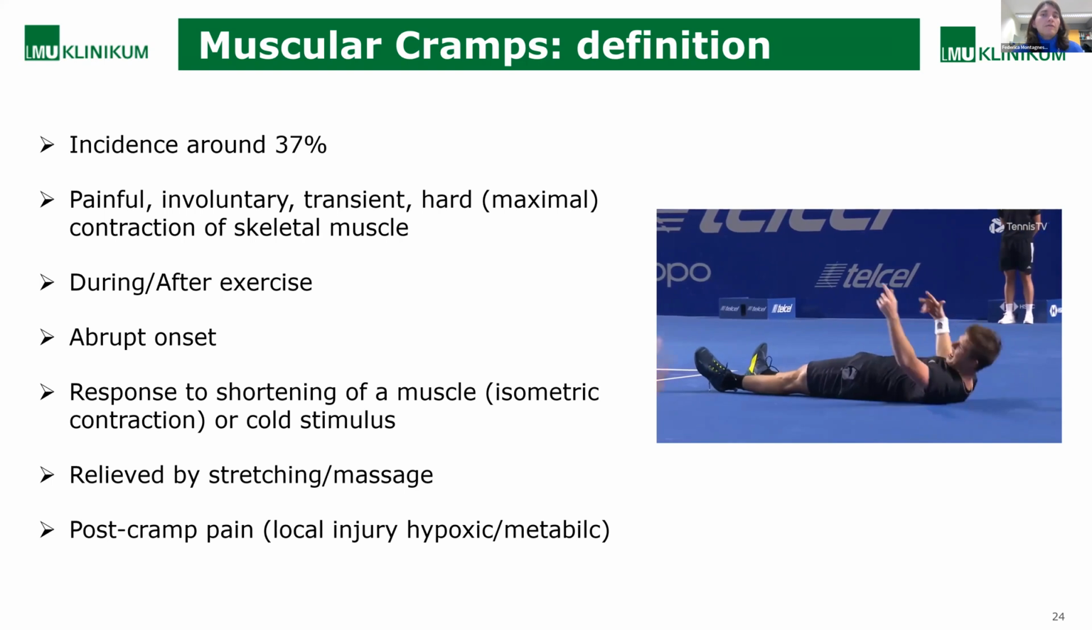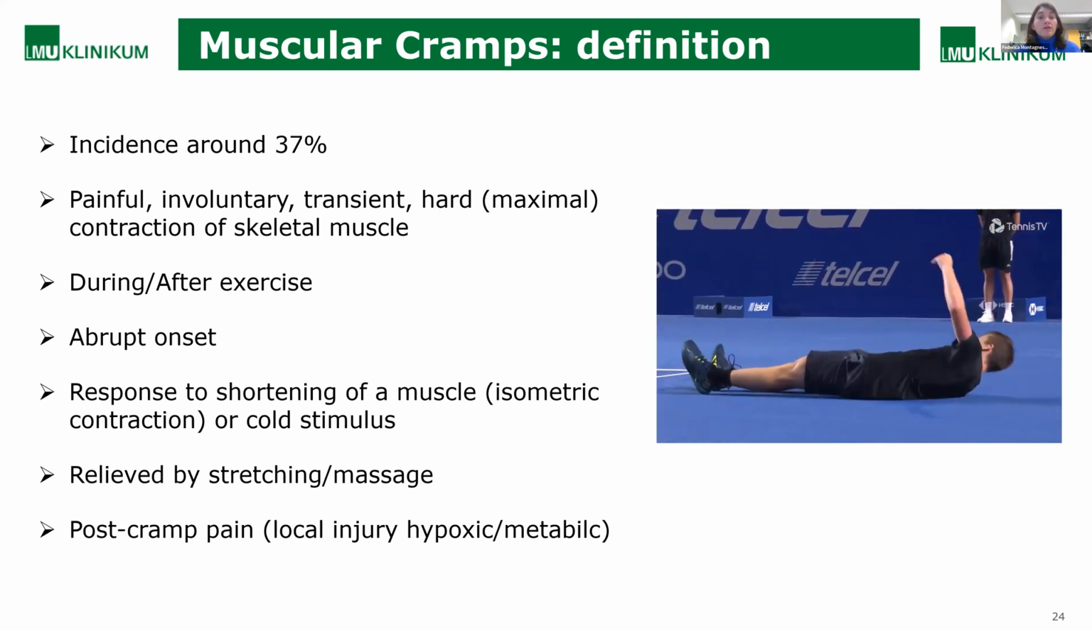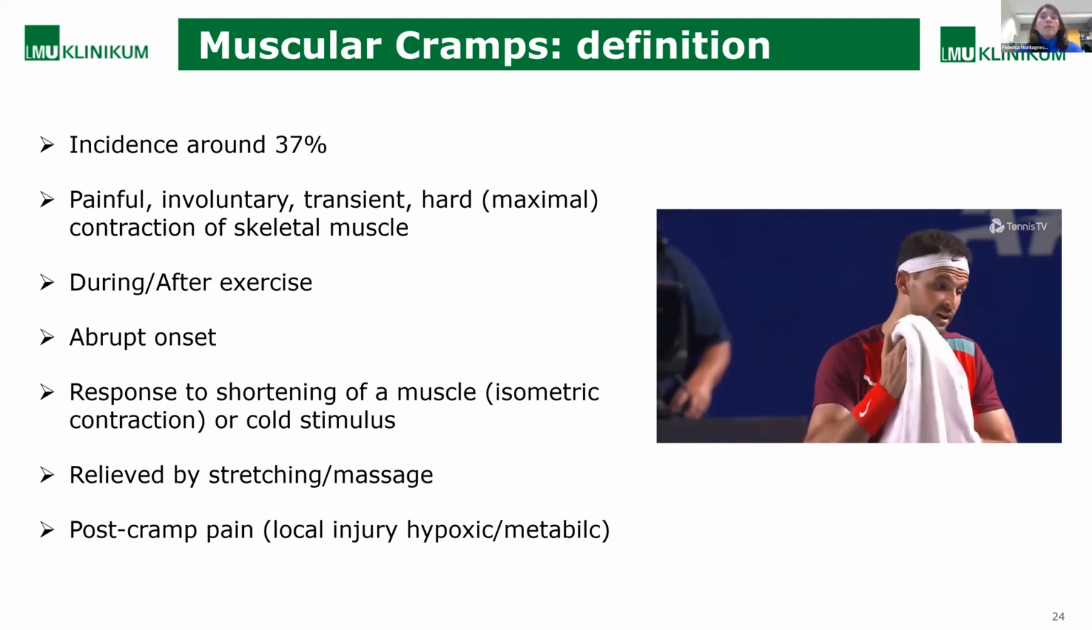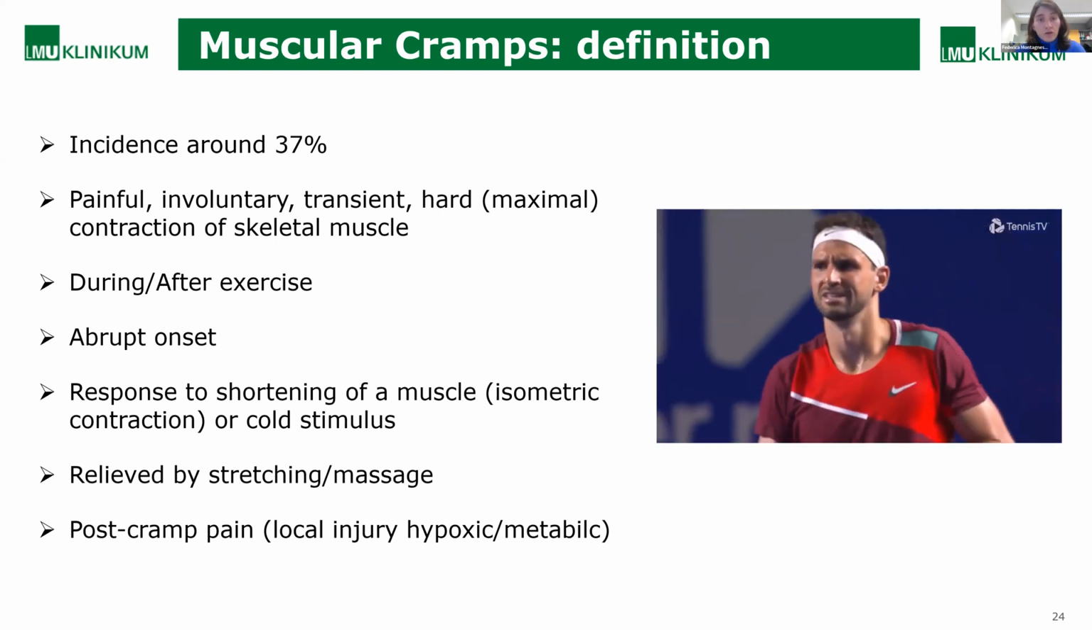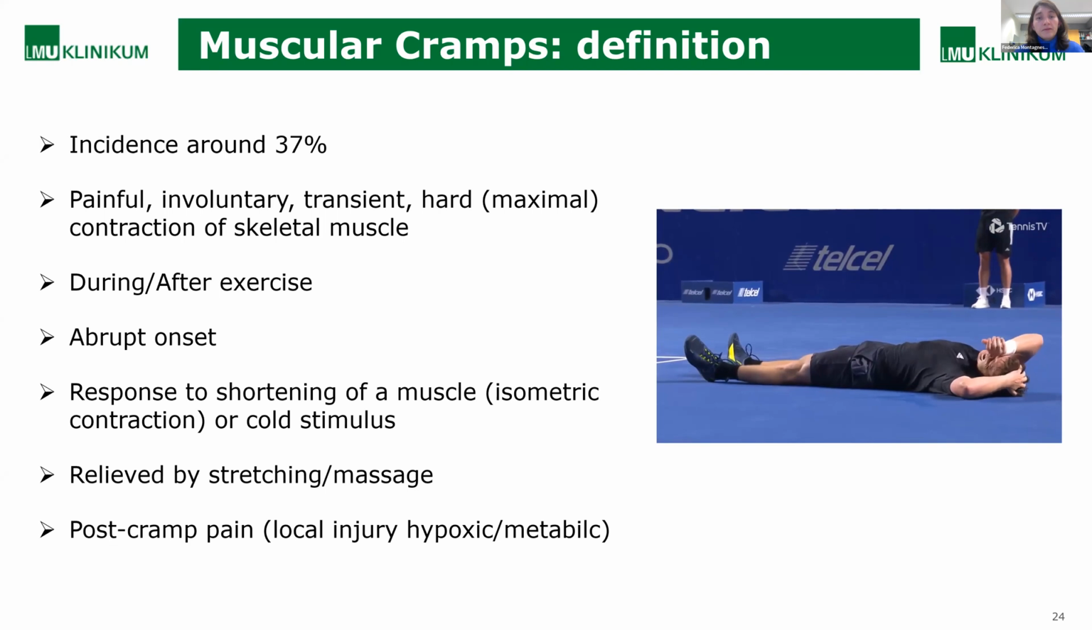The classical features of muscle cramps are the sudden onset. They are very painful. They are caused by supramaximal contraction of the muscle. They are transient and can be alleviated by stretching of the muscle. And in many cases, patients, especially after intense cramp, may experience post-cramping pain, probably related to local injury caused by hypoxic metabolic mechanisms within the muscle.